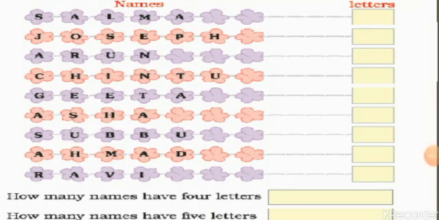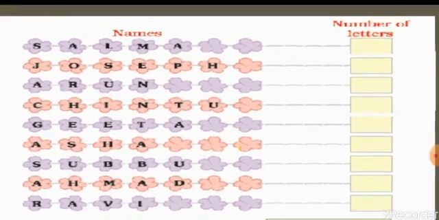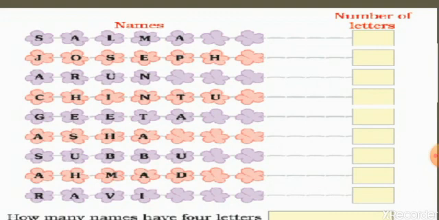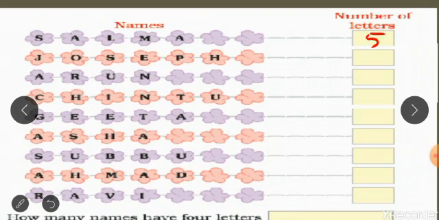Okay children, now you are going to fill out this worksheet. This is displayed in your NCERT book. Here they are given some names, and we have to calculate the number of letters present in each name. The first name is Salma. In Salma, how many letters are formed? That is 5 letters. So I just write here, for Salma you have a 5.